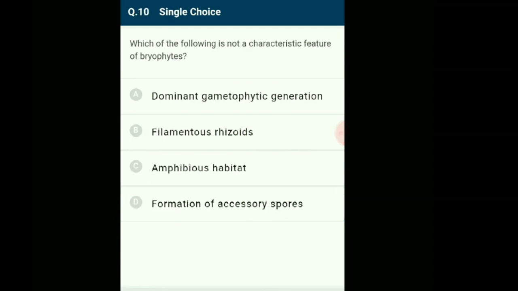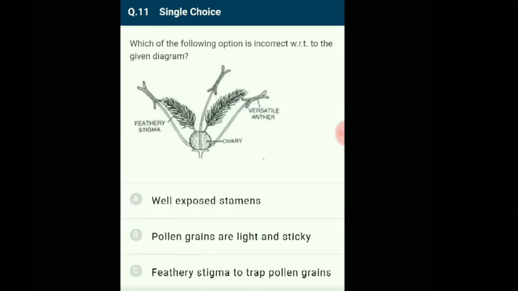Question number 10. Which of the following is not a characteristic feature of bryophytes? Bryophytes are simple small amphibious plants. So that means they require both water and land. They do not have vascular systems, so that's why they are generally called atracheata. Accessory spores are not formed. Vegetative reproduction is quite common, like fragmentation, tubers, gemmae, buds and adventitious branches. So the answer is option D, formation of accessory spores. Question number 11. Which of the following options is incorrect to the given diagram below?